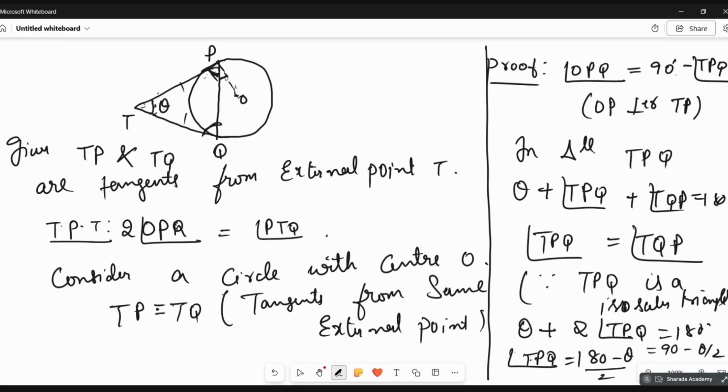Now, instead of TPQ here, if I write this as equation 1, you substitute this, you will get the answer. That's it.